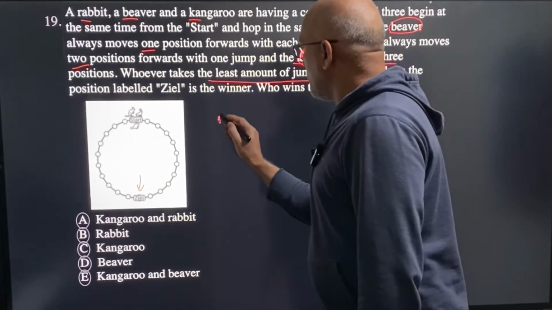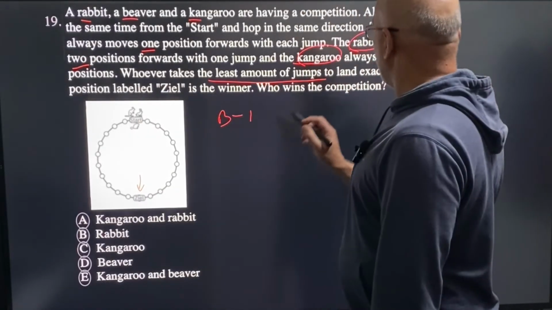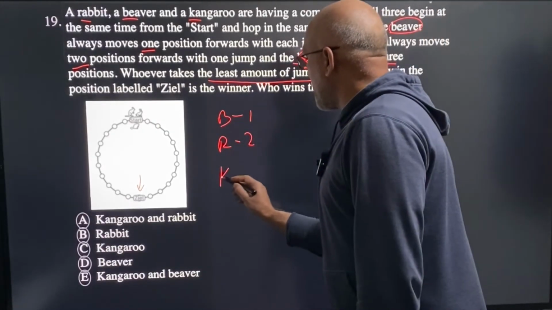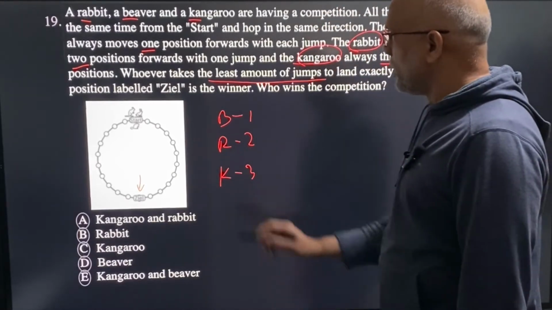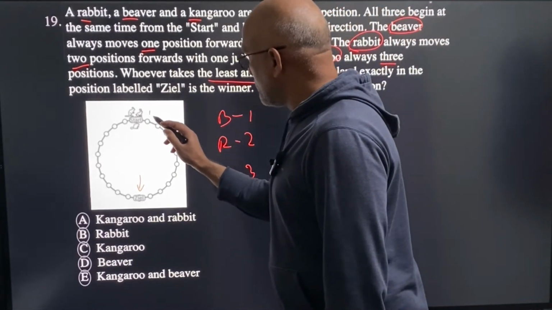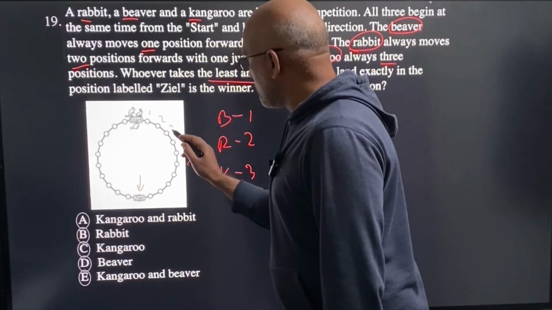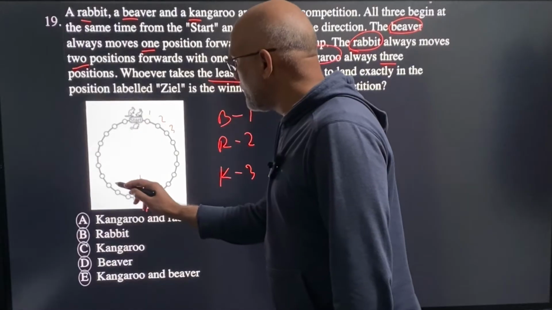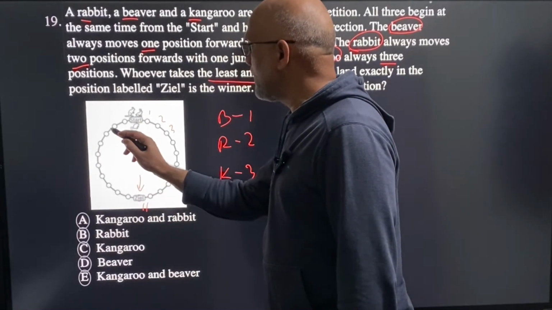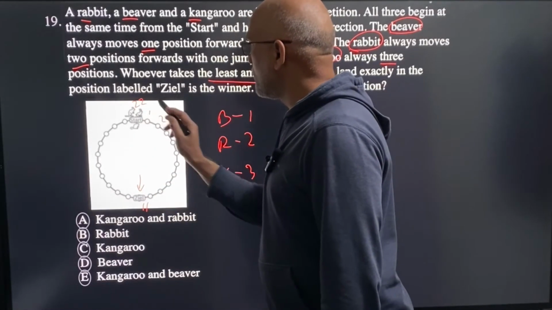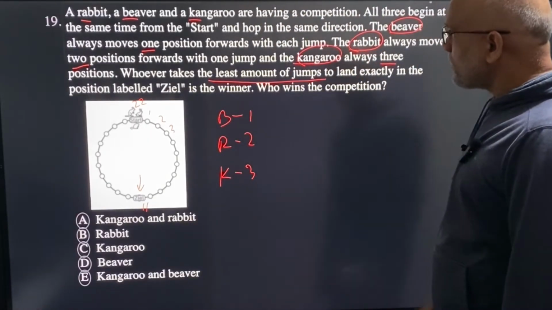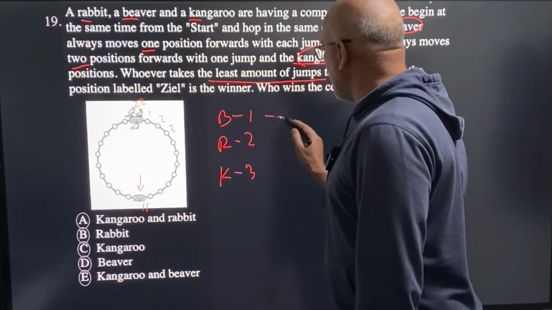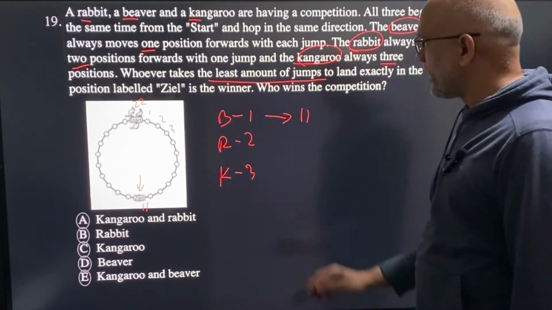Alright, so beaver moves 1 position with each jump, rabbit moves 2 positions with each jump, and kangaroo moves 3 positions with each jump. So let's say this is the first position, second position, third position, 4, 5, 6, 7, 8, 9, 10, 11, 12, 13, 14, 15, 16, 17, 18, 19, 20, 21. So this is going to be 22. All right. So beaver moves 1 position in each jump. So to get to 11, it will need 11 jumps, right?